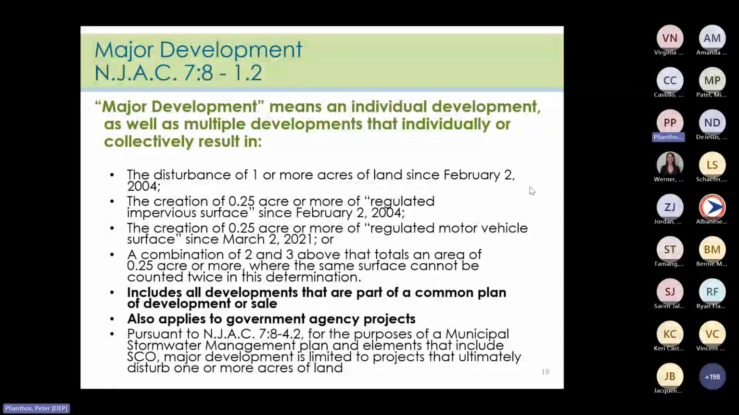However, for the purposes of a municipal stormwater management plan and stormwater control ordinance, major development is limited to projects that ultimately disturb 1 or more acres of land. The municipality may adopt a more stringent definition of major development to align with the definition in NJAC 7:8 1.2.